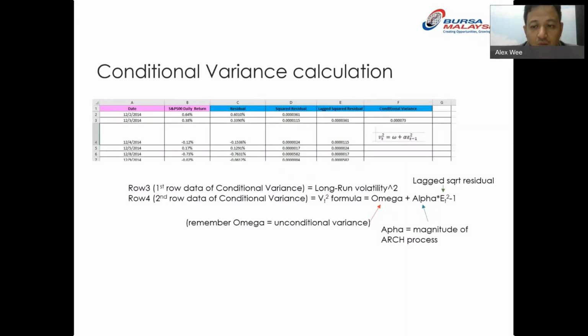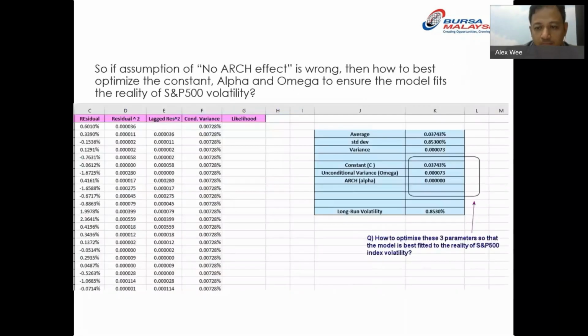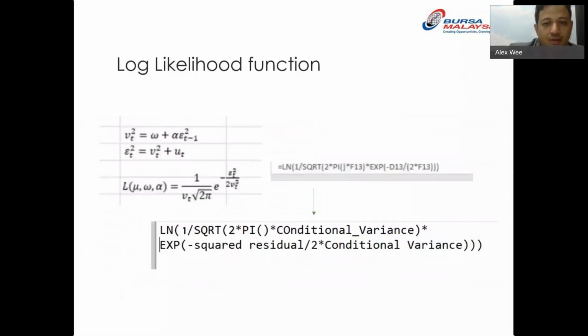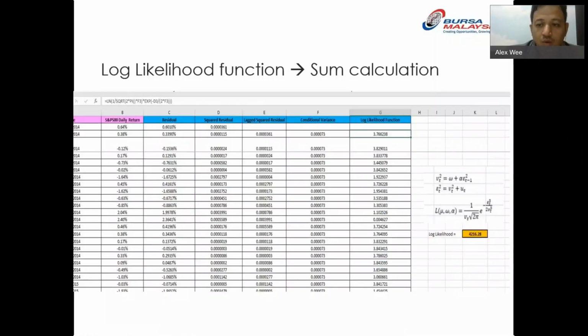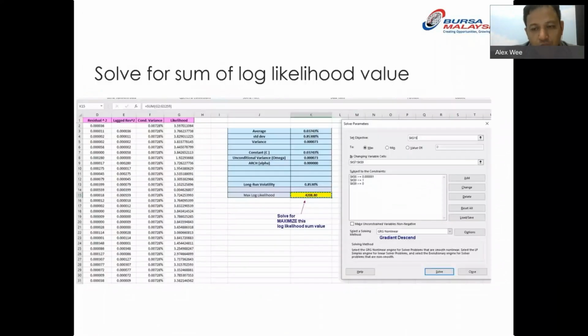You have to understand what's omega, what's alpha, things like that. What's the lag square residue? So with all the Excel formulas, you go in one by one and optimize the formula using the Excel optimization feature, and that is actually the log likelihood function. Then what can you do with it? You can actually come up with an ARCH model using Excel itself without using EViews.